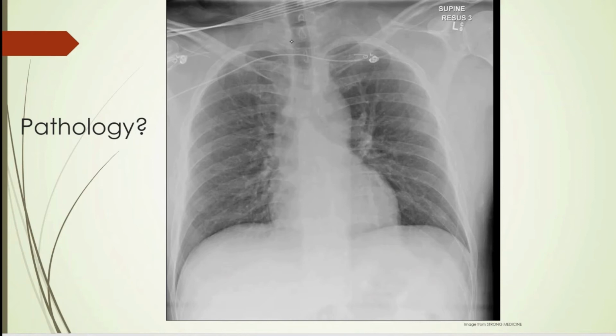So we'll start off with A for airway. Here's the trachea. Here's the right and left bronchus. This is the carina. So the airway looks pretty good.